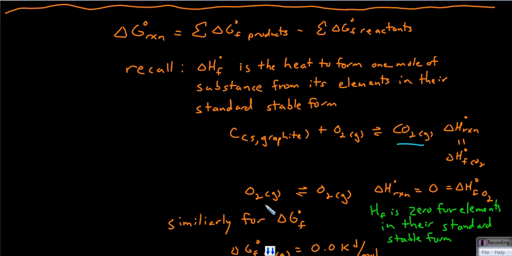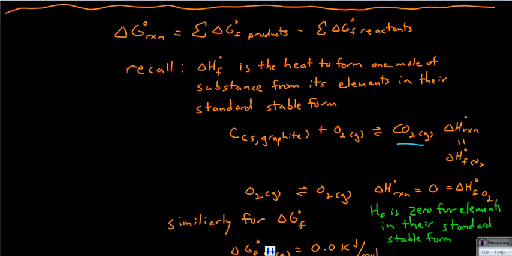Now, what about the heat of formation of O2 gas? Well, in order to form O2 gas, you form it from its element, O2 gas. There is no change in that reaction, so the heat of that reaction is equal to 0, and hence the heat of formation of oxygen gas is 0 kilojoules per mole. The heat of formation is 0 for elements in their standard stable form. So on tests, you might be given the heat of formation of compounds like carbon dioxide, but you won't be given the heat of formation of elements like oxygen gas.